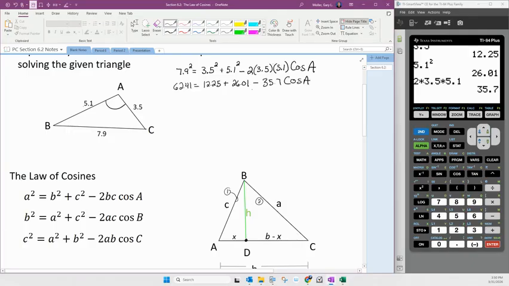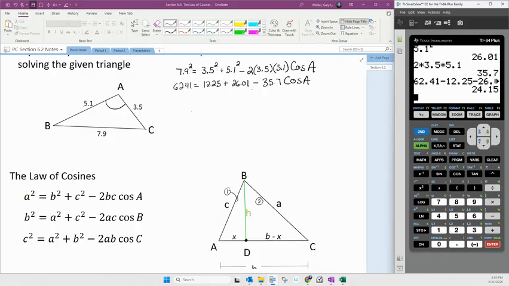So now it's just a matter of either combining the 12 and the 26 and then moving them over, or moving them over individually. It doesn't really matter. But that should give us 62.41 minus 12.25 minus 26.01. So that gives me 24.15, as long as I didn't hit a wrong key, equals negative 35.7 cosine of A.